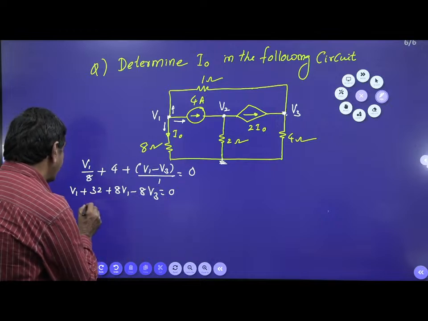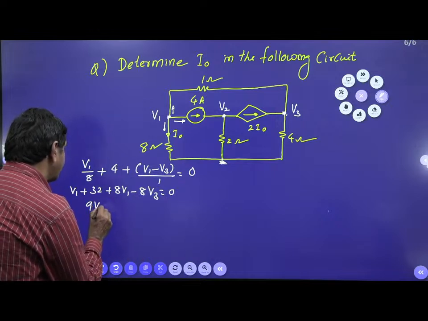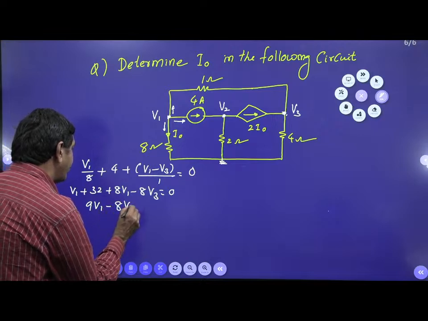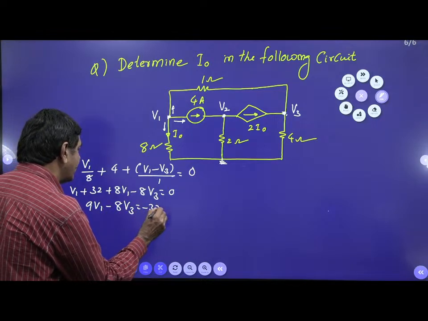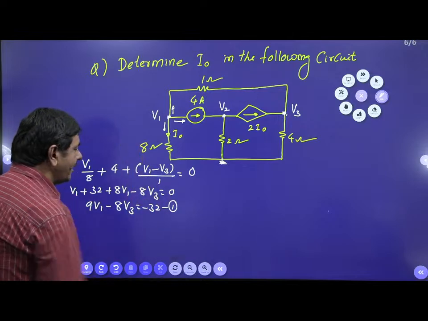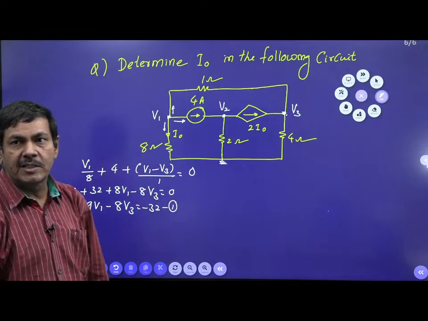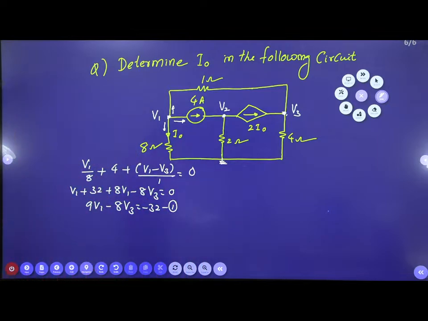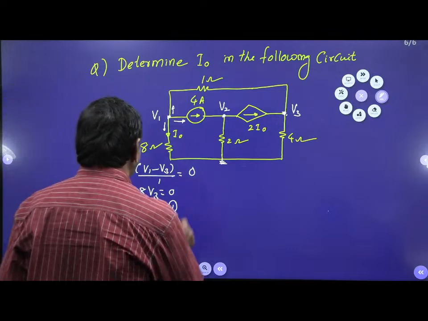Finally, what equation can I get? 9V1 minus 8V3 equals minus 32. This is equation number 1. I can note it down. Did you understand? So far, did you follow or not? Surya Prakash, can you see? This is the first equation I formed here.